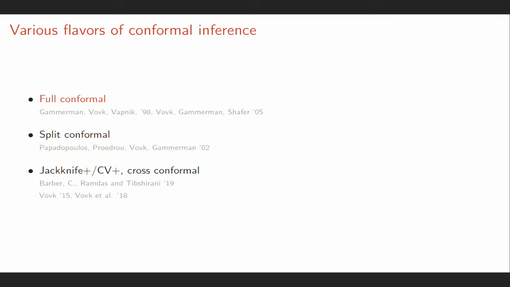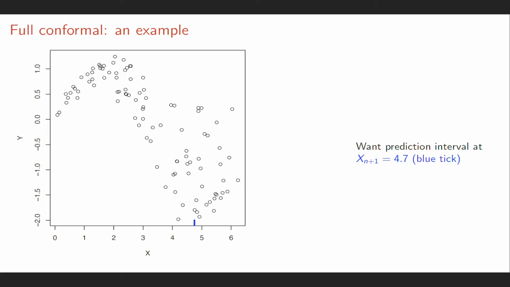I'm going to do this through a picture, so it's not a math-heavy talk. It's going to be as illustrative as possible. So here's an example. Your boss gave you some data, and here they are: a bunch of X and Y. Now a new data point comes in, and we read X_{n+1} = 4.7, indicated by the blue tick over here. We want to construct a prediction interval at that blue value, 4.7, that would contain Y_{n+1}, which is not observed at the moment, 90% of the time. So how are we going to do that?